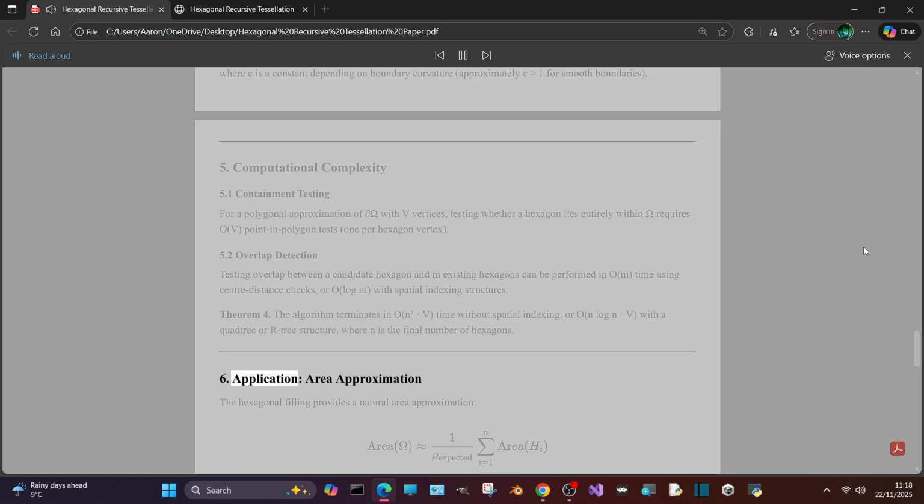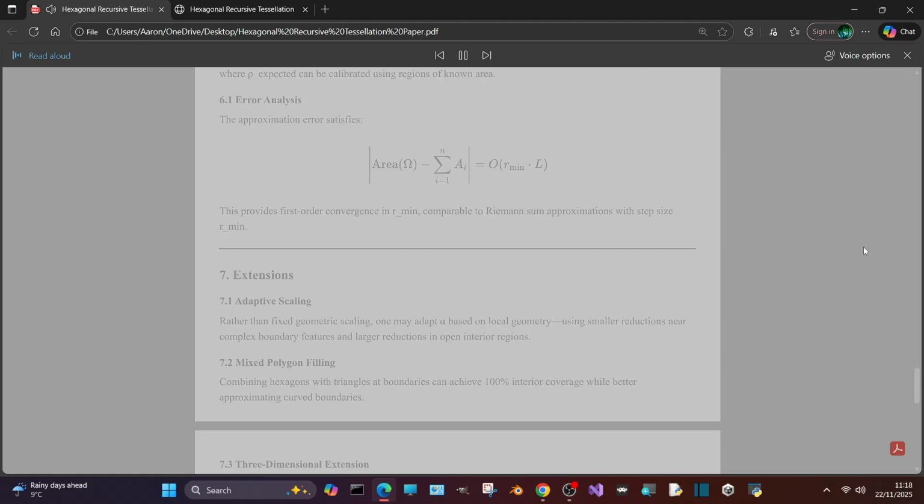6. Application, area approximation. The hexagonal filling provides a natural area approximation, where the expected constant can be calibrated using regions of known area. 6.1 Error analysis. The approximation error satisfies... This provides first-order convergence in r_min, comparable to Riemann sum approximations with step size r_min.